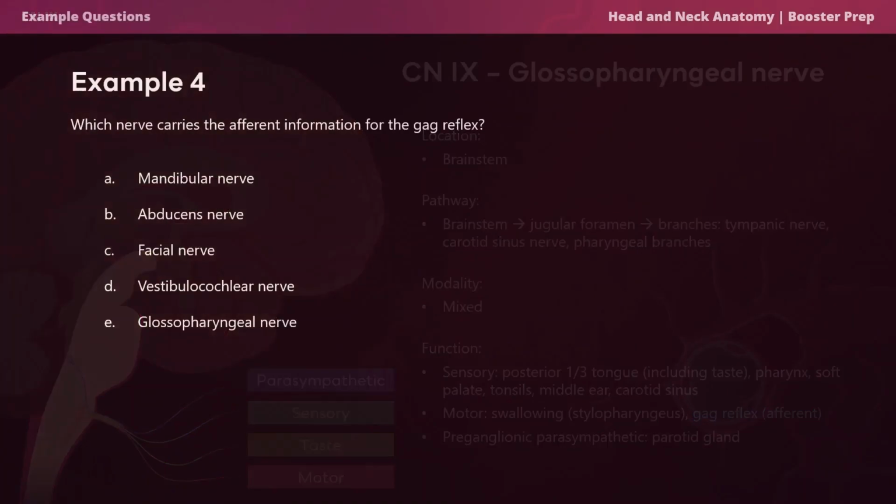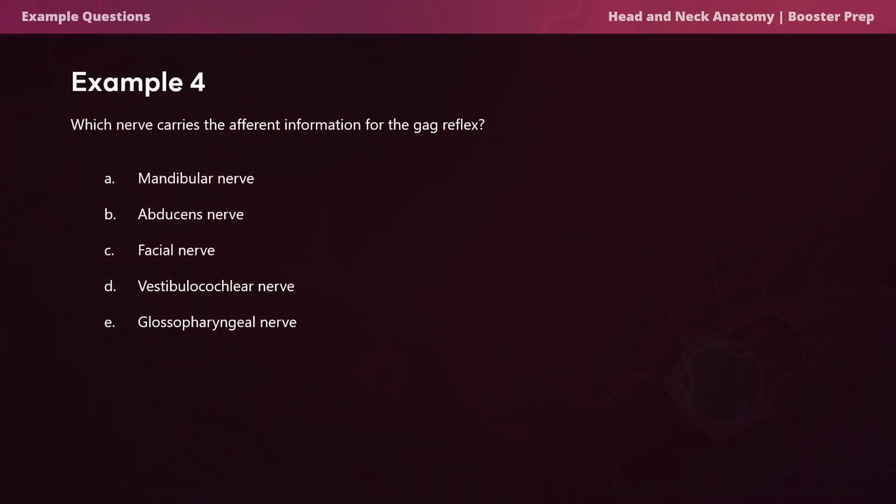I hope you absorbed some of this information, because let's move on to example question 4. Which nerve carries the afferent information for the gag reflex? Well, I just mentioned this, so I hope you know it. The mandibular nerve, the abducens nerve, the facial nerve, the vestibulocochlear nerve, or the glossopharyngeal nerve. And the answer is, not surprising, it is the glossopharyngeal nerve.